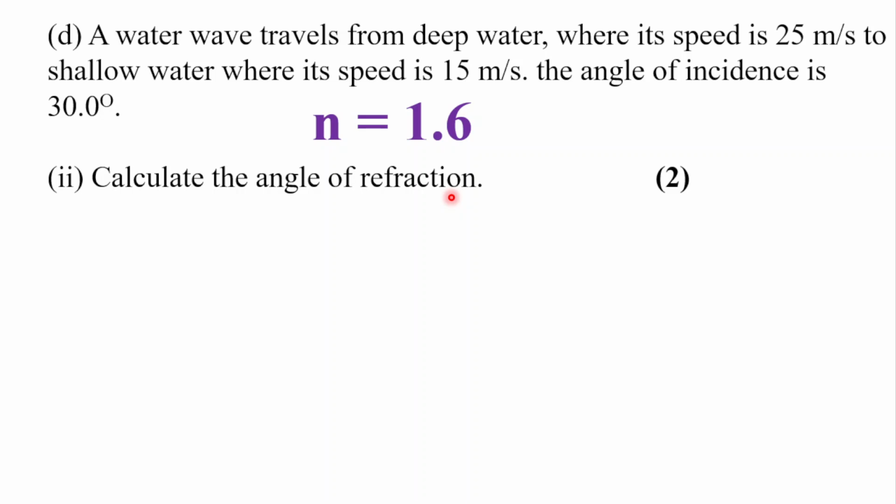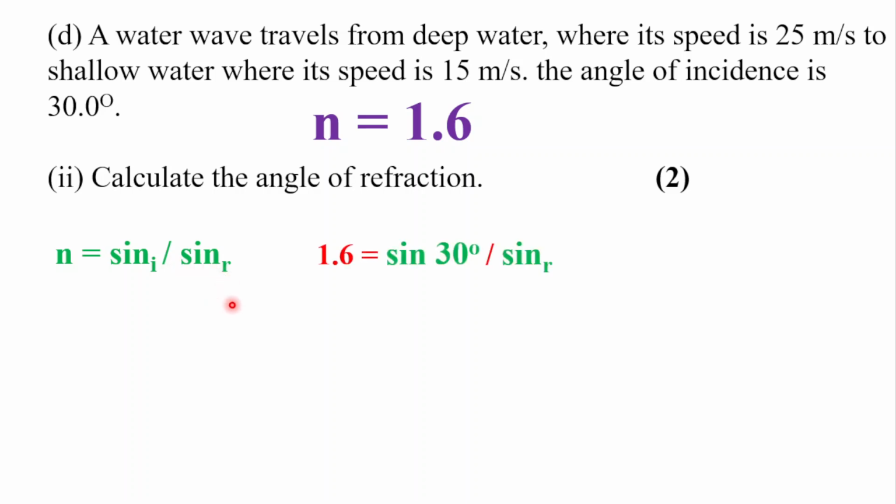All right, so for part 2 now, because we finished D part 1, this is D part 2. We'll calculate the angle of refraction, and based on this formula, the refractive index is equal to sine theta 1 over sine theta 2, or the sine of the angle of incidence over the sine of the angle of refraction.